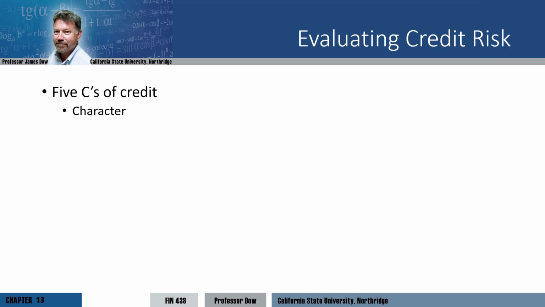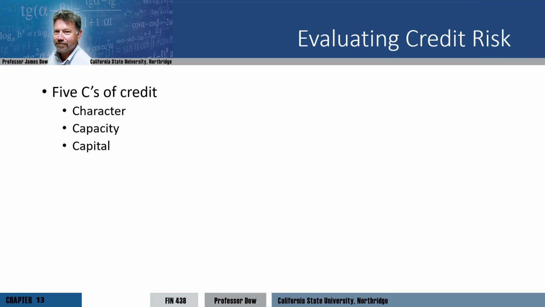Character represents the willingness to pay, or more practically, the willingness to default. If the company was in tough times before, did it default on the loan, or did it find other ways to make sure the loan was repaid? Capacity represents the financial ability to repay the loan. Will the company have a steady cash flow in the future that it can use to repay the loan?